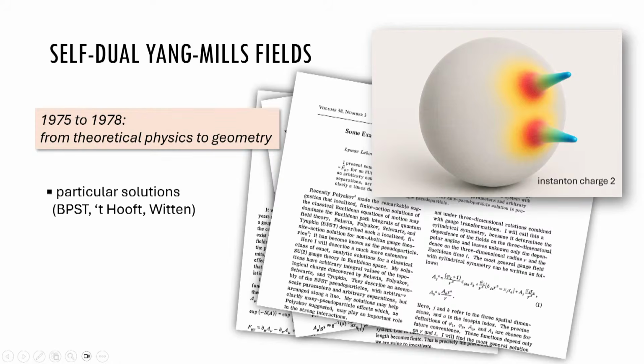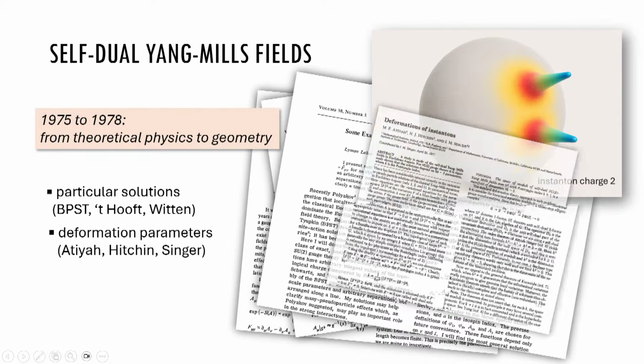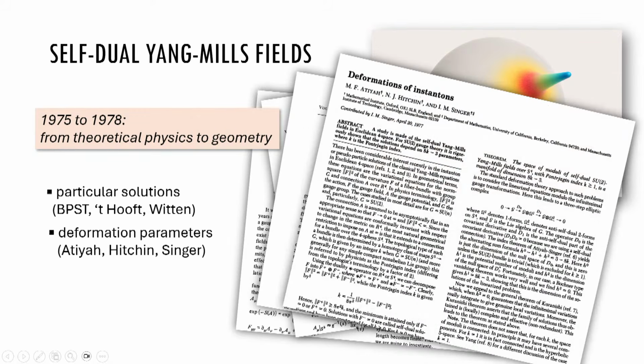't Hooft's solutions for charge K involved roughly 5K parameters. And perhaps it wasn't initially clear whether these were the general solutions or not. Atiyah, Hitchin, and Singer in this paper applied the index theorem to figure out what the number of parameters of the general solution should be. And for charge K, they came up with the answer of 8K minus 3, meaning that 't Hooft solutions are not the most general.